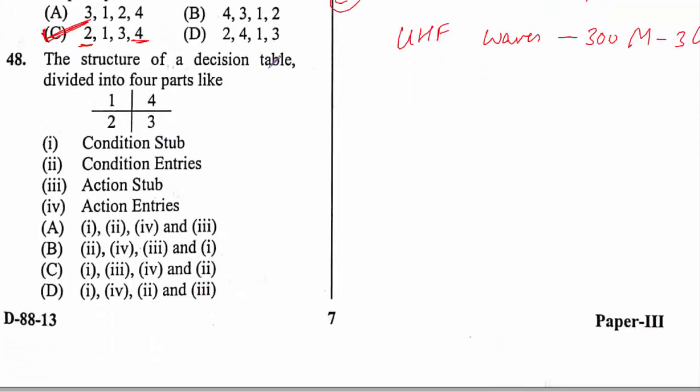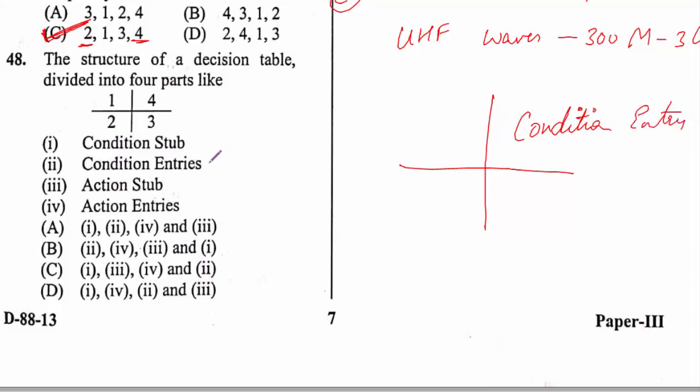The structure of a decision table is divided into 4 parts. The first one, second one, third one, fourth one, they are telling. So the decision table for the first quadrant, what you will be getting is condition entry. So the fourth one should be condition entry.